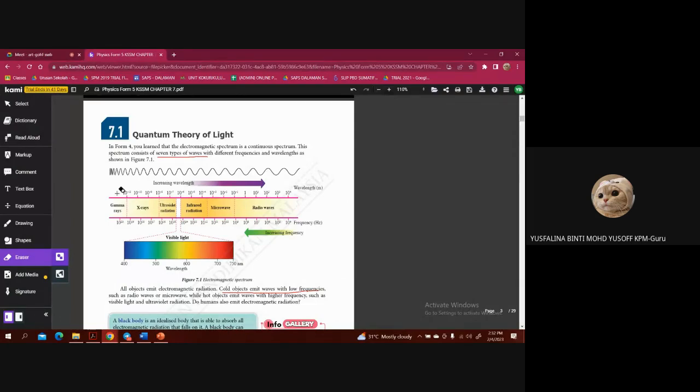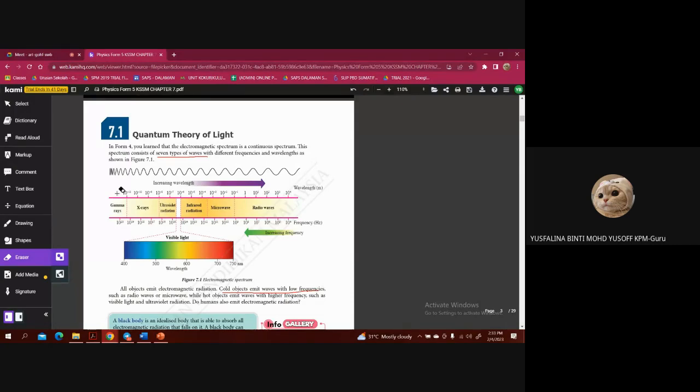This is when modern physics starts. Before this we used classical physics. Now it starts with the quantum theory, and we start modern physics. So in Form 4, you learned the chapter on waves.